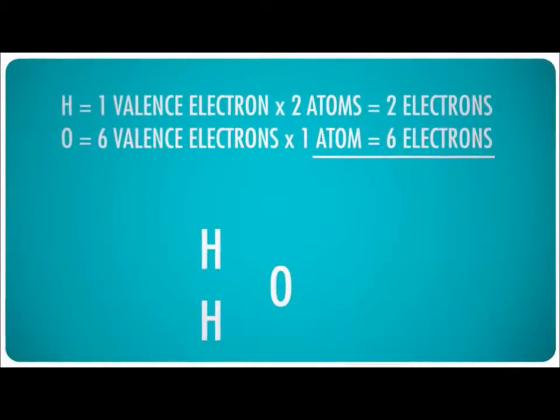First, figure out how many total valence electrons are available. It doesn't matter which atoms they come from or how they're arranged before you start. Each hydrogen atom has 1 valence electron, and oxygen has 6, for a total of 8 electrons. Neither hydrogen nor oxygen has enough valence electrons to be stable, so they share electrons to make up the lack. And just like how sharing a snack can make a new friend, the sharing creates a bond between the atoms.